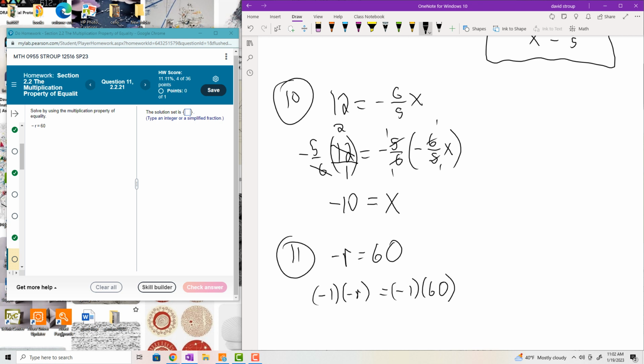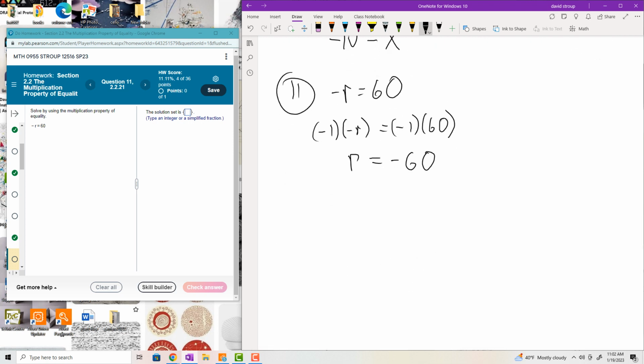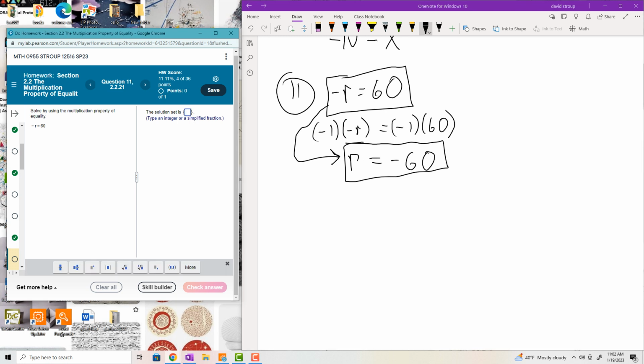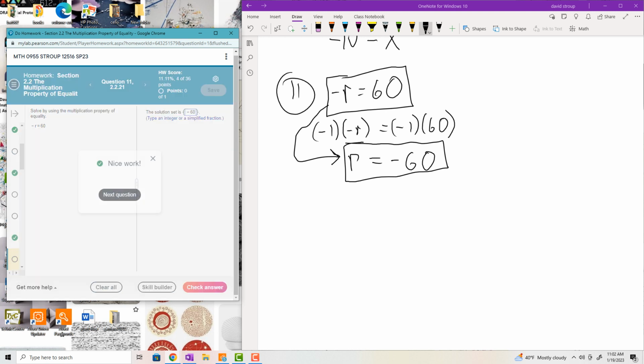Okay, so on the left you have negative 1 times negative r. That's just going to give you 1r, which is r. And on the right you have negative 1 times 60, which will be negative 60. If you visually inspect what's happened here, and some students will think of it this way, all you're doing is moving the negative to the other side. So you flip-flop the negative and you get your solution. So it should be negative 60. Let's check the answer, see if it's right. Yay.